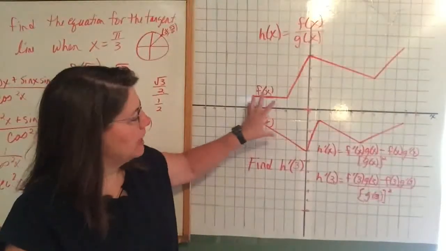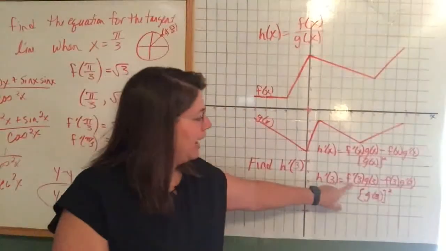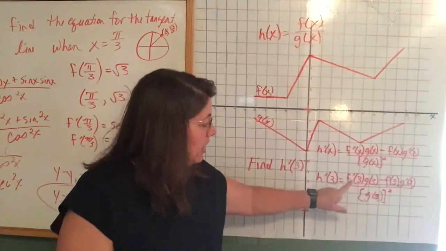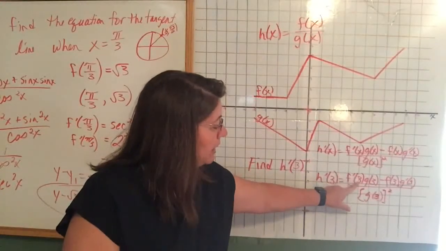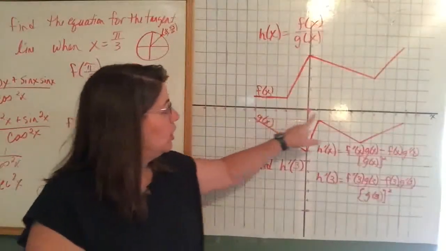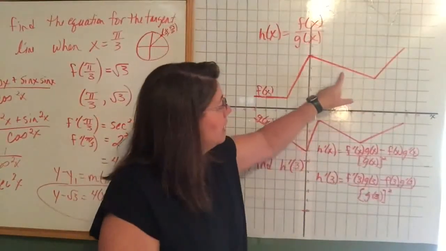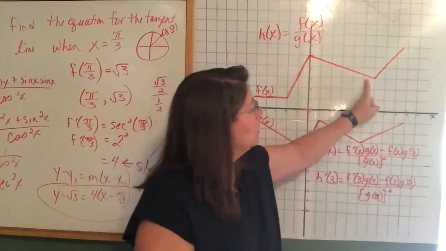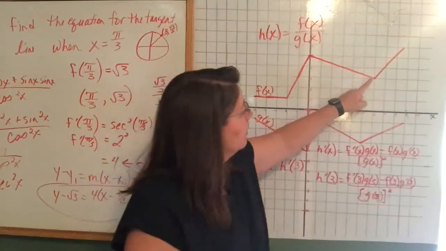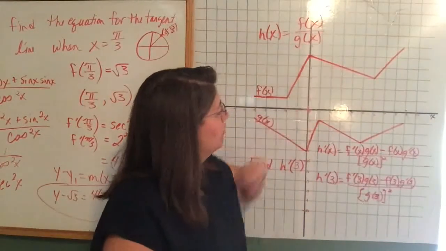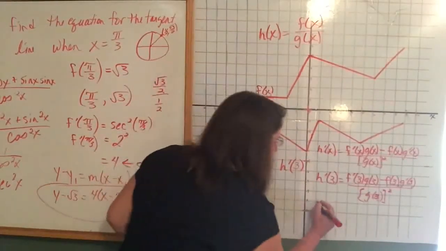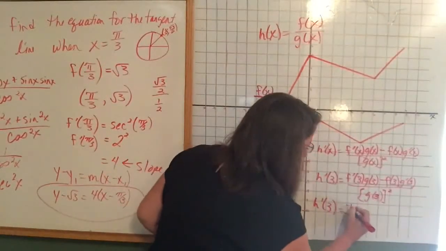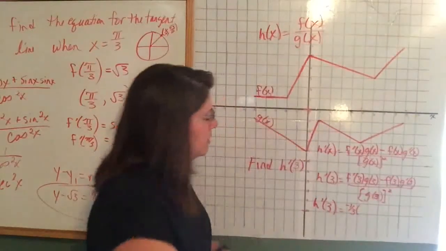Well, I'm going to look at my graph. Remember, f prime of 3 would be the slope of the line at 3. So if I'm looking for f prime of 3, I'm going to go to the f function, I'm going to go to 3, I'm going to look at where it is, and I'm going to say, what is the slope of that line going through 3? Well, it looks like it's 1 over negative 3, or negative 1/3. So h prime of 3 is going to be negative 1/3 times g of 3.